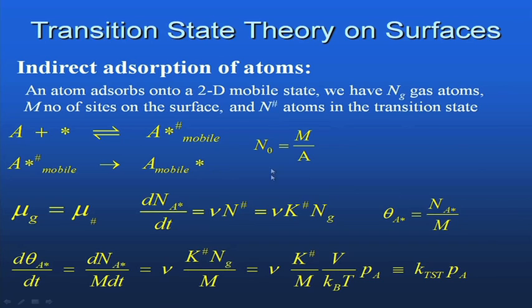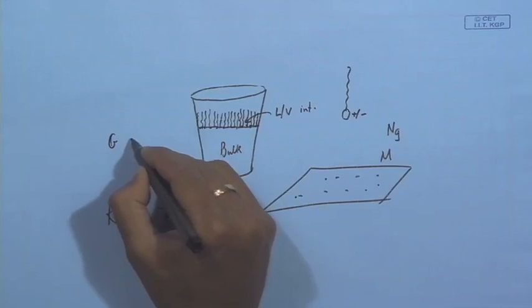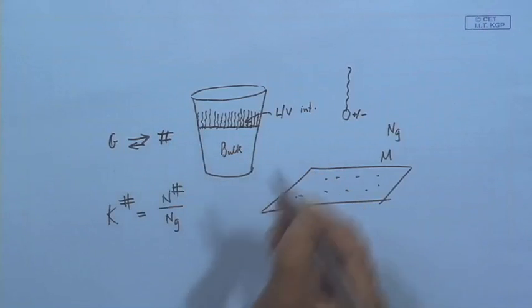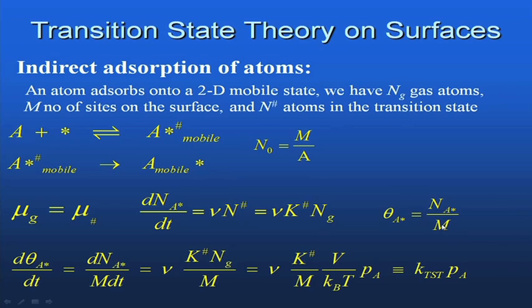Where K double dagger, the equilibrium constant, is n double dagger divided by n g, so it is g to double dagger kind of thing. Therefore, d n A star dt is equal to nu K double dagger n g, and also the fractional coverage due to A star is n A star divided by the total number of m sites, that is, sites available for adsorption. So, this is your theta A star.